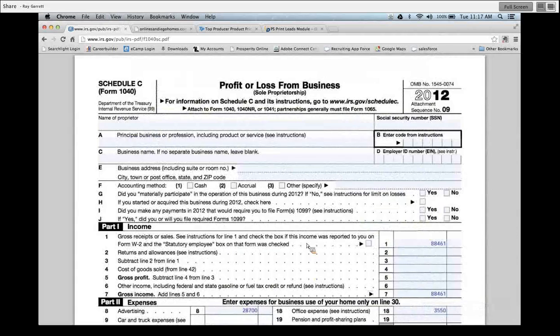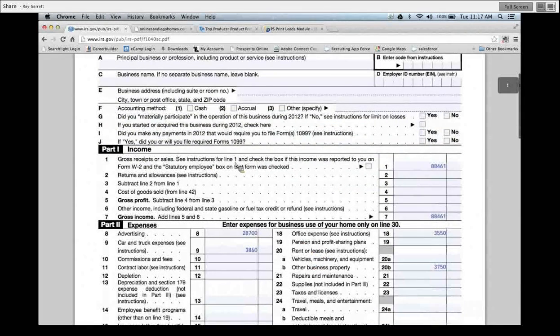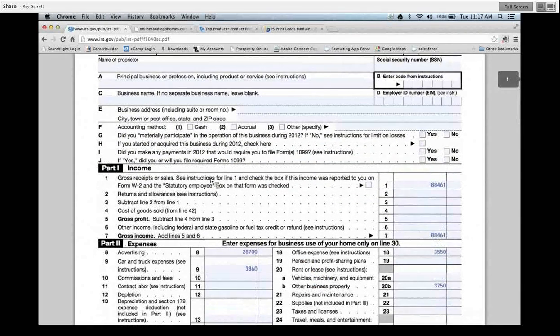So line one on the Schedule C is what most real estate agents think is the most important line. They think that is the important line because for whatever reason, I don't know why, these are the only business owners in the world that think this, but they think whatever their gross sales are, that's what amounts to how much money they've made. And that is, in reality, a wrong way of thinking.